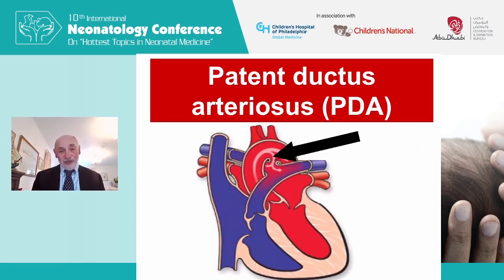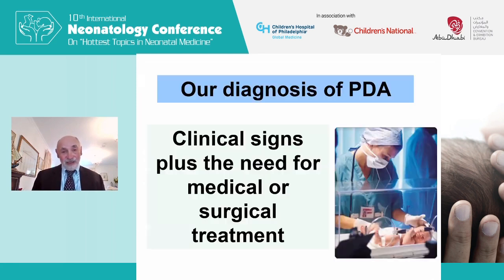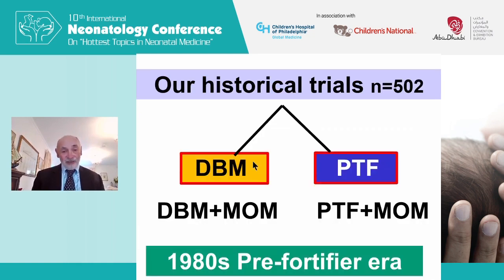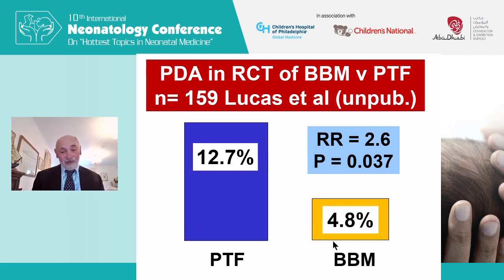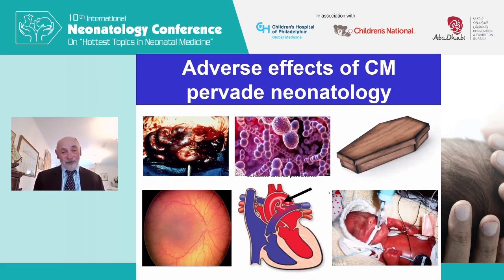Now there is a new player in this field, patent ductus arteriosus. In 2016, Hare noted a highly significant increase in PDA with cow's milk exposure versus a modern exclusive human milk diet. And we decided to explore this in our large randomized trials. And our diagnosis of PDA was before the scan era, based on clinical signs plus the need for either medical or surgical treatment. And you can see that if we compare donor breast milk as a sole diet or preterm formula as a sole diet, there's a 2.6-fold increased risk in the cow's milk group rather than the exclusive human milk group. And I've assembled all the studies that I can find that have the appropriate design, nearly 2,500 subjects, and you can see a 40% increased risk of patent ductus in babies who've been exposed to cow's milk. So the adverse effects of cow's milk pervade neonatology.